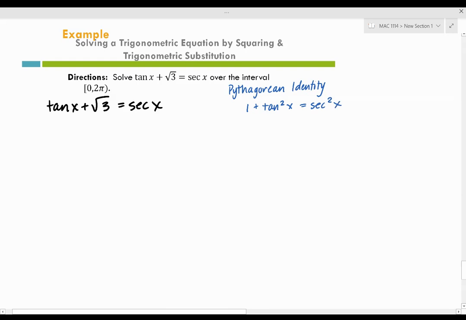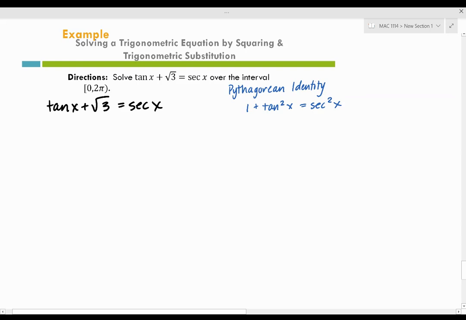Okay, now the reason why I chose that identity is because I needed an identity that dealt with both tangent and secant, because those are the trig functions that are in my problem currently. And I also needed an identity that I could substitute one of those trig functions for the other. So the Pythagorean identity says anywhere I see 1 plus tangent squared x, I can replace it with secant squared x, or vice versa. If I see secant squared x, I can replace it with 1 plus tangent squared x.